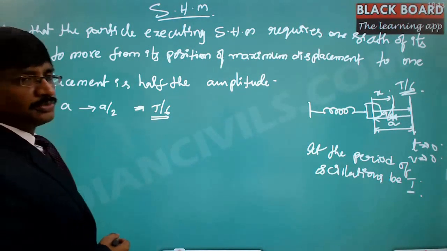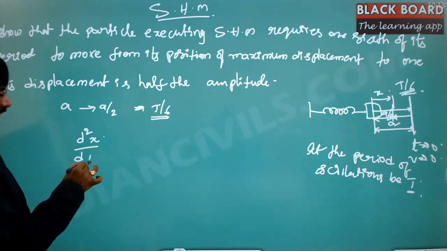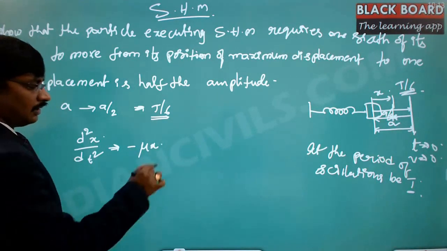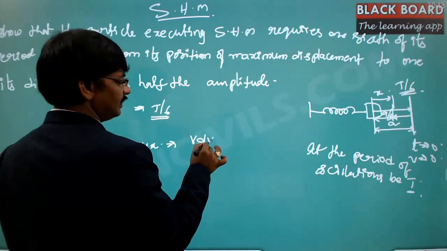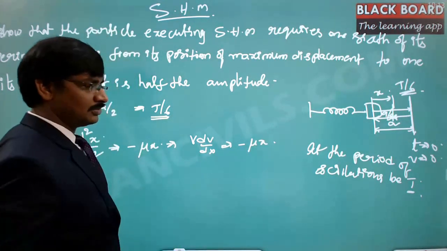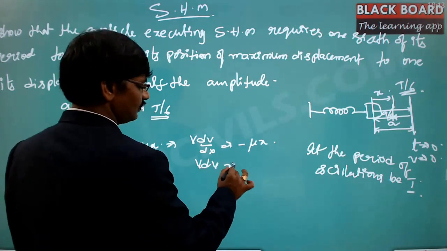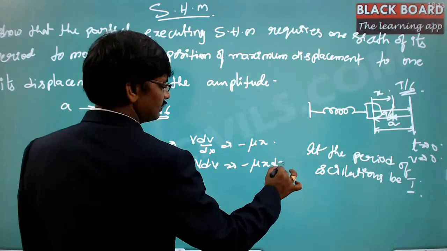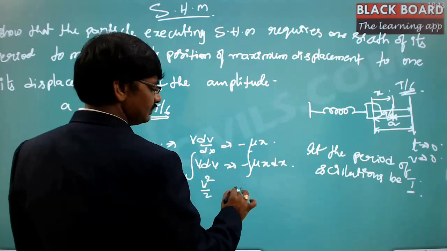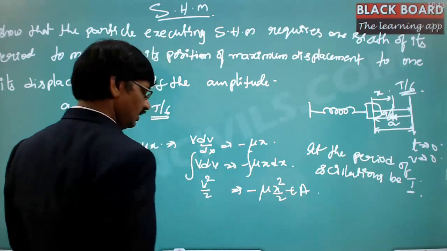In a simple harmonic motion, we know that the differential equation is d square x by dt square equal to minus mu times x, or in other words, v dv by dx is equal to minus mu times x. So this is the simple harmonic motion equation. If you integrate it, v dv is equal to minus mu x dx. Integrating on either side, v square by 2 is equal to minus mu x square by 2 plus some arbitrary constant.